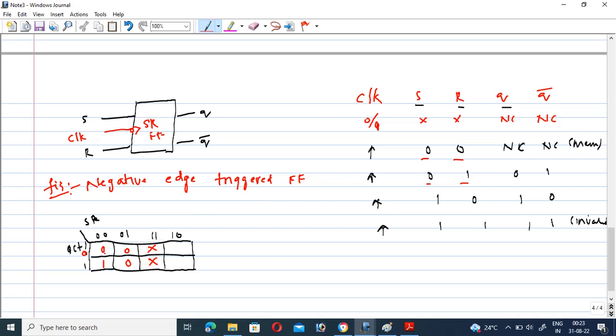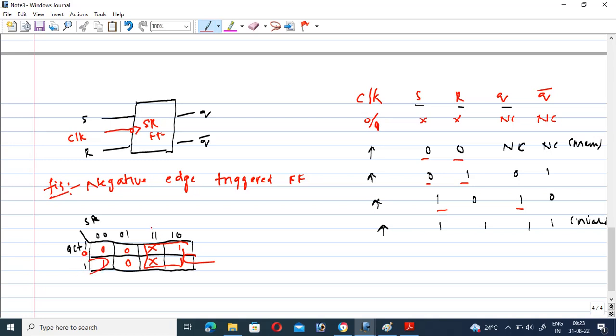In the 1 0 condition, it is a set condition, so the Q value is set to 1. If Q of t is 0, it is set to 1. If Q of t is 1, it stays 1, because it is a set condition. So this is how to map the table. It forms one quad, and it is also one loop, and another one loop.